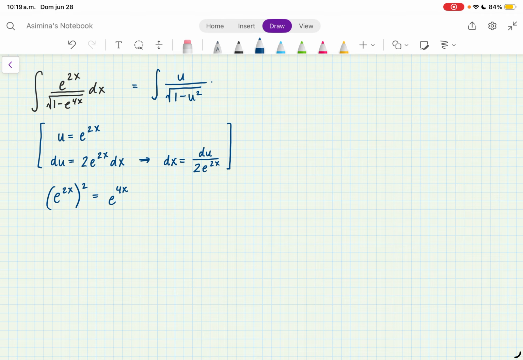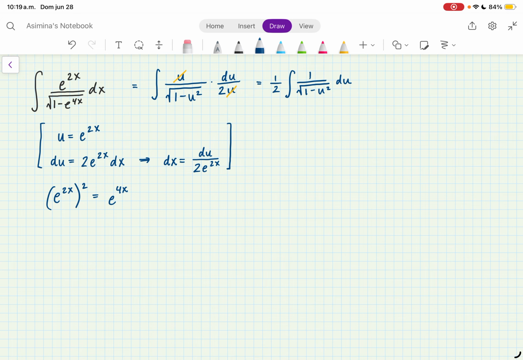Now we have times dx. What is dx? Dx is du over 2 e to the 2x, which is u. So now we have that this u in the numerator and denominator cancel out. We can factor out the 2 from the denominator to the front of the integral, so this becomes 1/2 times the integral of 1 over the square root of 1 minus u squared du.